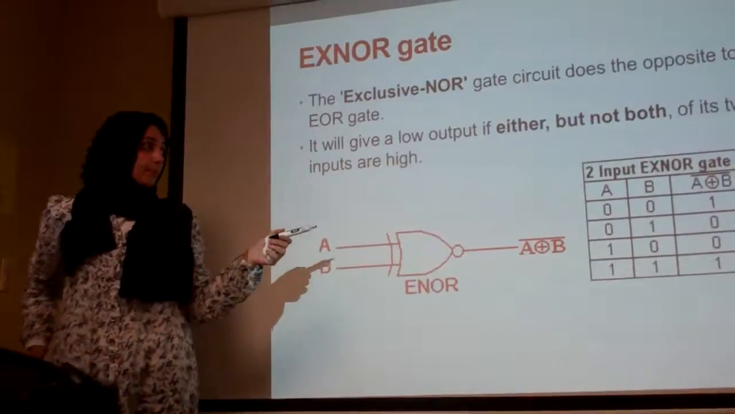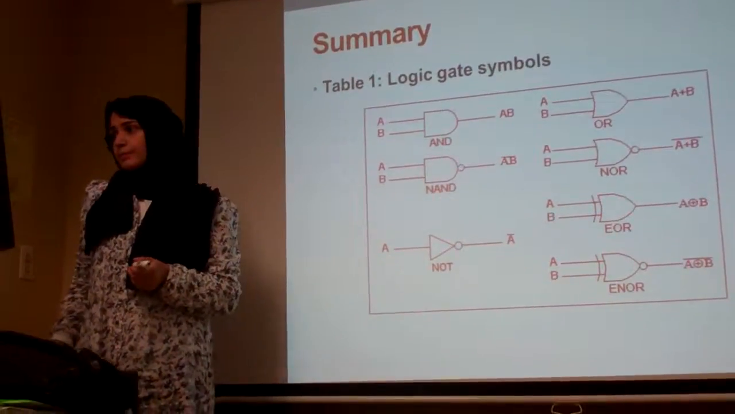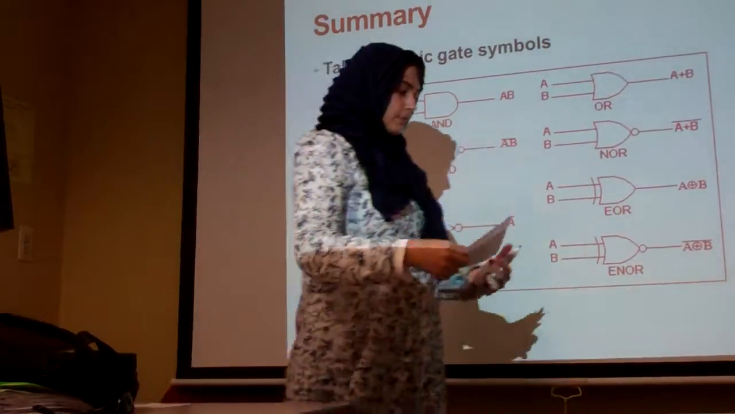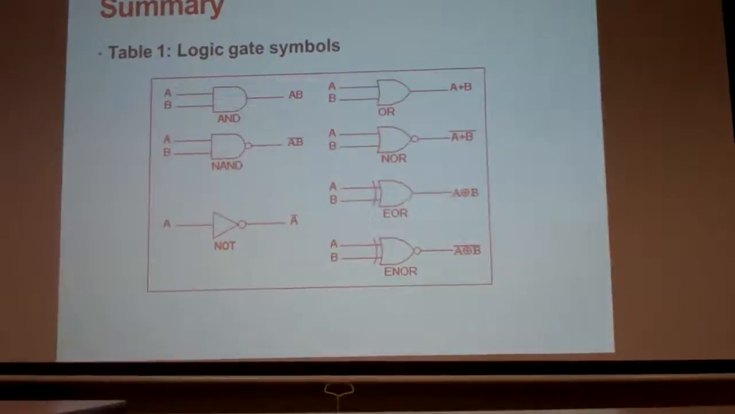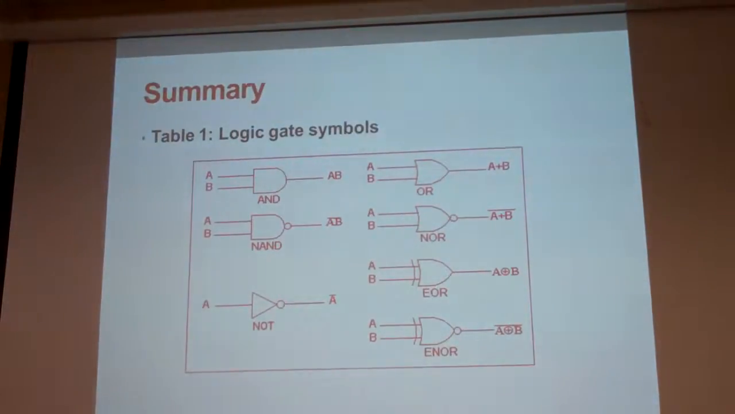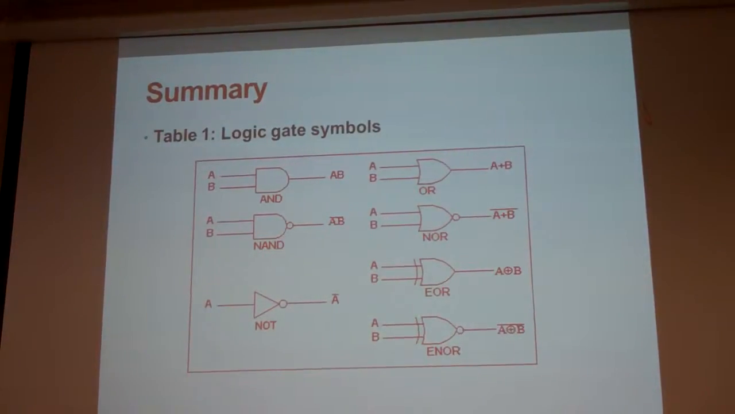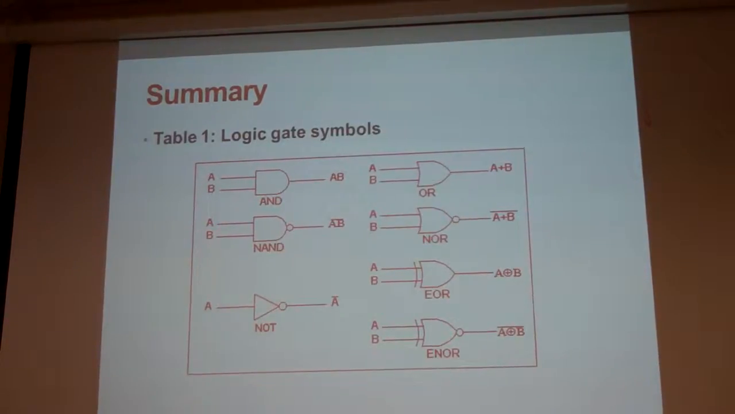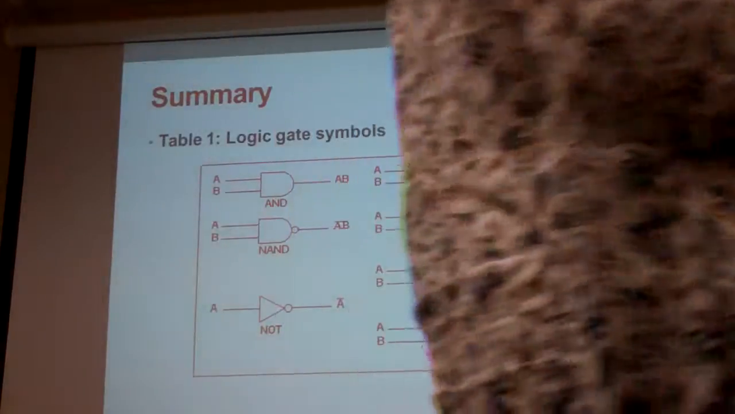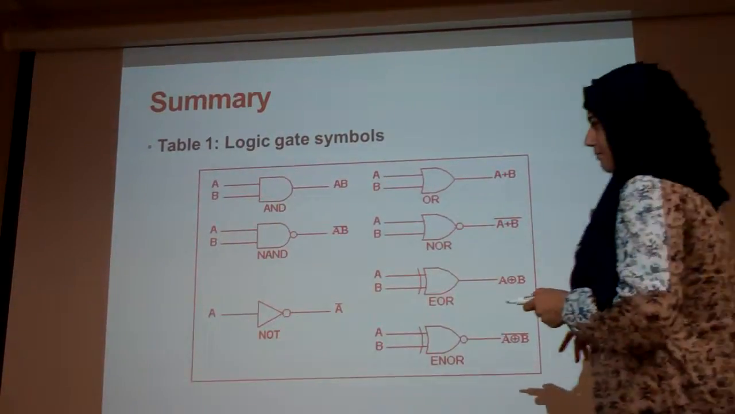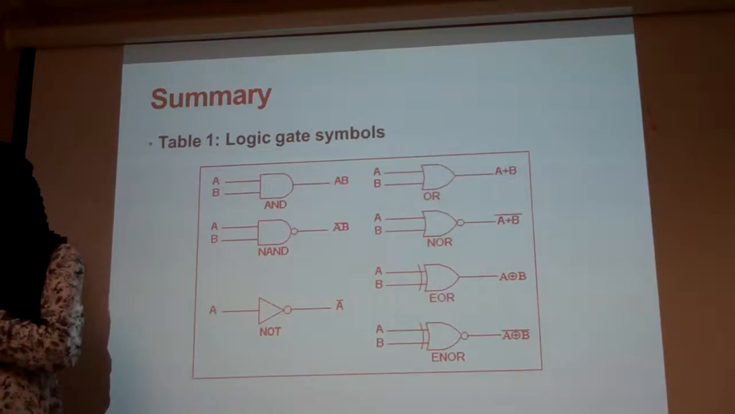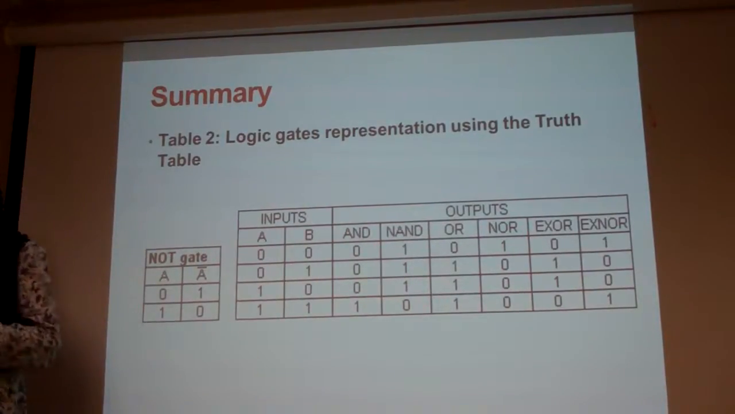This is the truth table. And this is the summary of all gates. You can see them here. And we will now do an interesting example to see if we understand those or not. And this is the truth table.